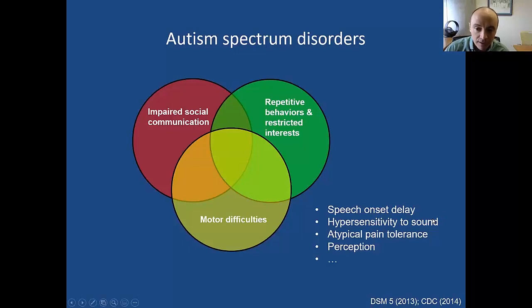Hypersensitivity to sound. Again, some individuals have hypersensitivities, others have hyposensitivities. And there are a number of perceptual consequences in others. But it's somewhere in this intersection of all of these different behavioral observations that autism spectrum disorder, or ASD, is ultimately defined.